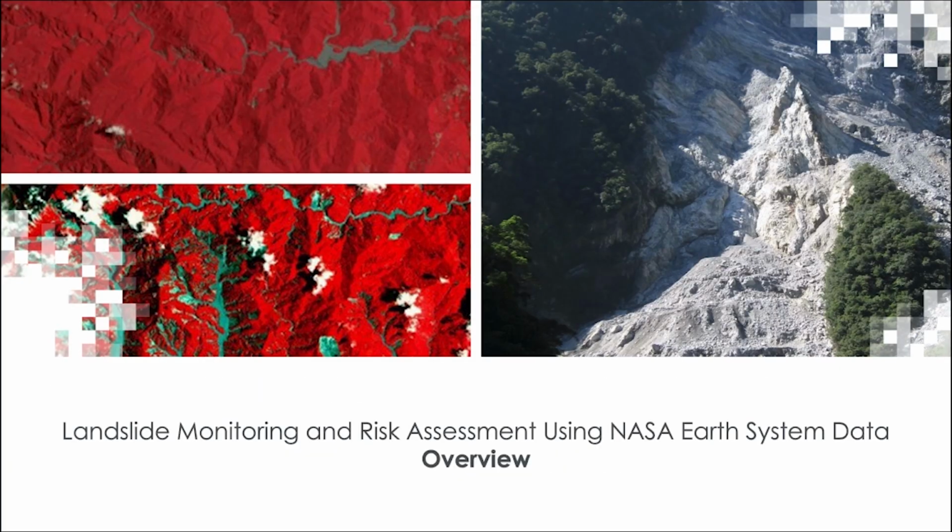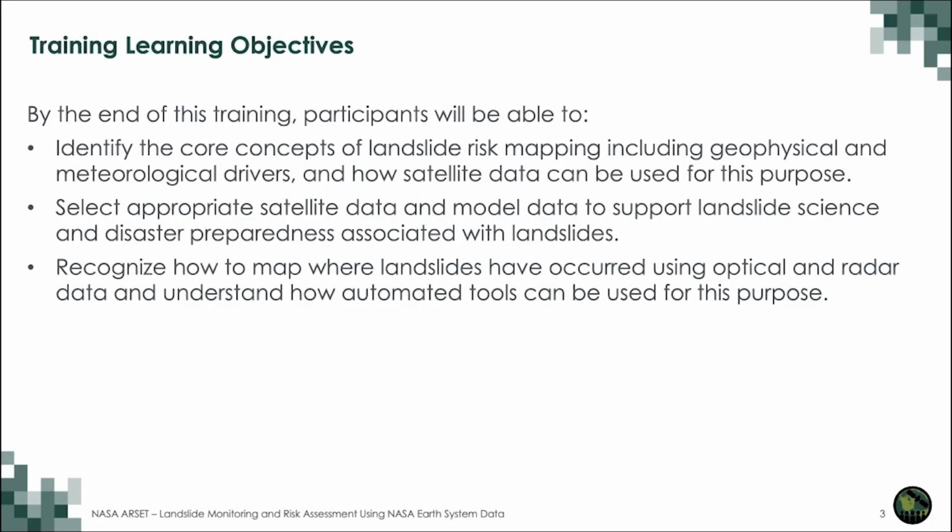The following slides provide an overview of the three-part webinar series, Landslide Monitoring and Risk Assessment using NASA Earth System data. By the end of this three-part training, participants will be able to identify the core concepts of landslide risk mapping, including geophysical and meteorological drivers, and how satellite data can be used for this purpose. Select appropriate satellite data and model data to support landslide science and disaster preparedness associated with landslides. And recognize how to map where landslides have occurred using optical and radar data, and understand how automated tools can be used for this purpose.